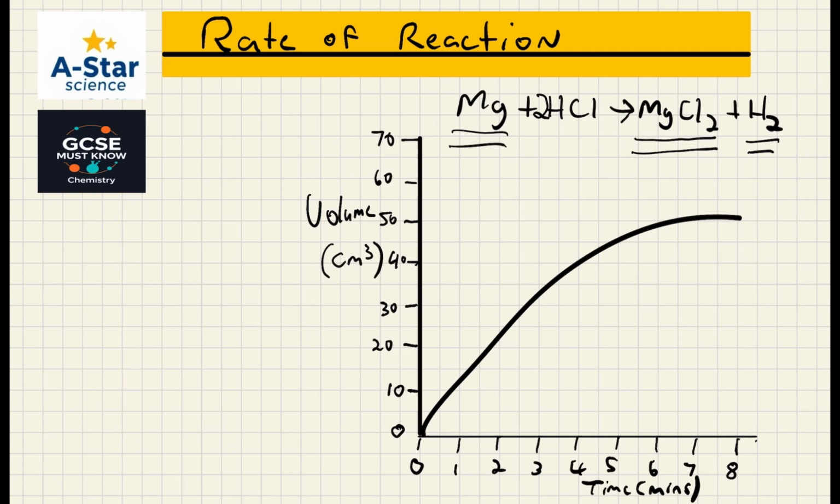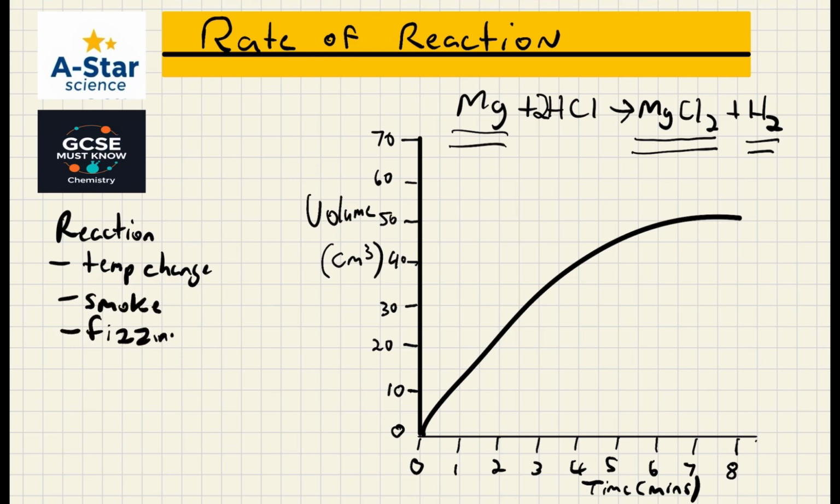Now, chemical reactions, normally you will see different signs. So the signs of a reaction could be, for example, a temperature change. You could see smoke or fizzing because a gas is released. You could see a color change. You may even see a flame for some of the more reactive metals. All of these are different signs of a chemical reaction taking place.